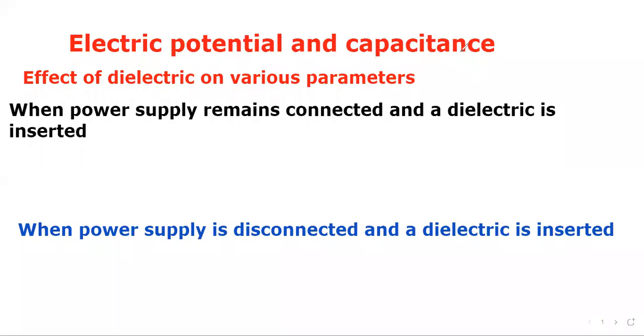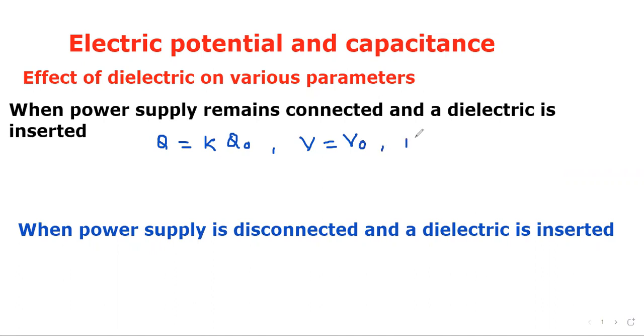Electric potential and capacitance. Effect of dielectric on various parameters. Case 1. When power supply remains connected and a dielectric is inserted. In that case, charge Q becomes K times Q0, where Q0 is the original charge and K is the dielectric constant. Now, potential V remains V0, that is, it remains original.